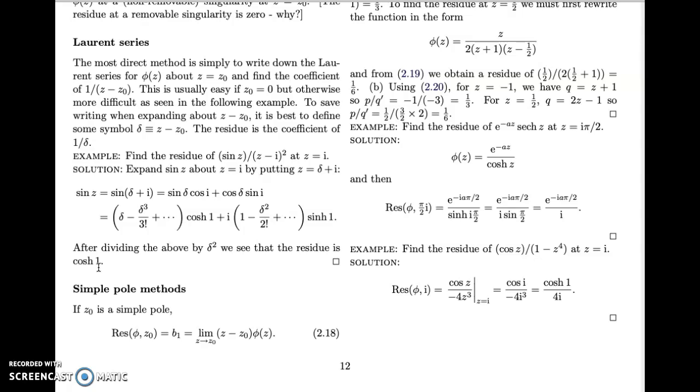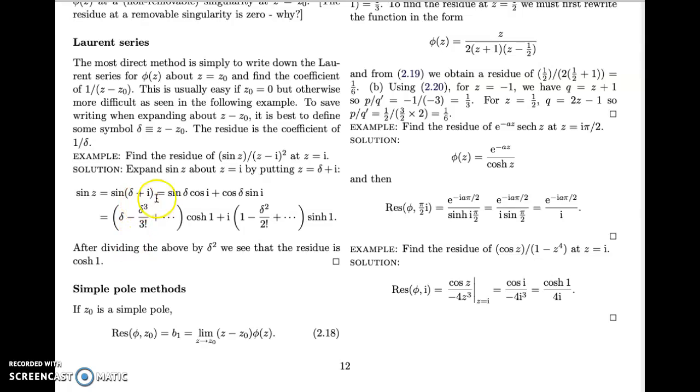Okay, next we're going to look at simple pole methods. I should stress, these methods are called simple pole methods because they only work if z0 is a simple pole.